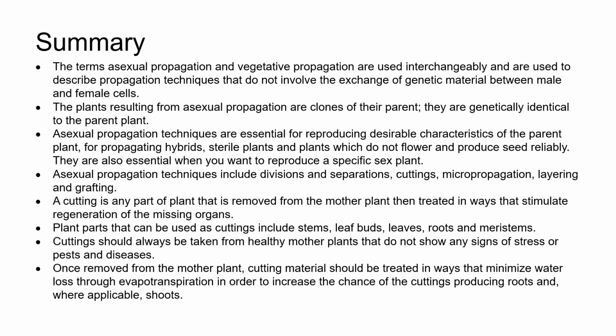A cutting is any part of a plant that's removed from the mother plant, then treated in ways that stimulate regeneration of the missing organs. Plant parts that we can use as cuttings include stems, leaf buds, leaves, roots, and meristems. We should always take cuttings from healthy mother plants that don't show any signs of stress or pests and diseases. Once removed from the mother plant, cutting material should always be treated in ways that minimize water loss through evapotranspiration in order to increase the chance of the cuttings producing roots and, where applicable, shoots.